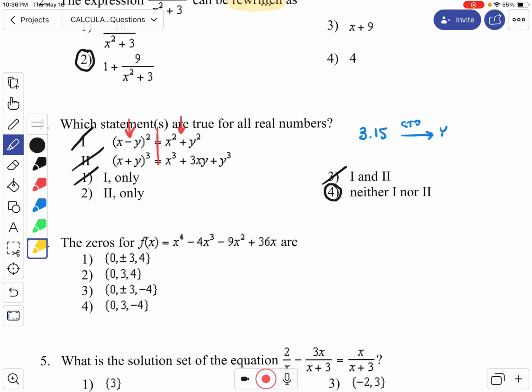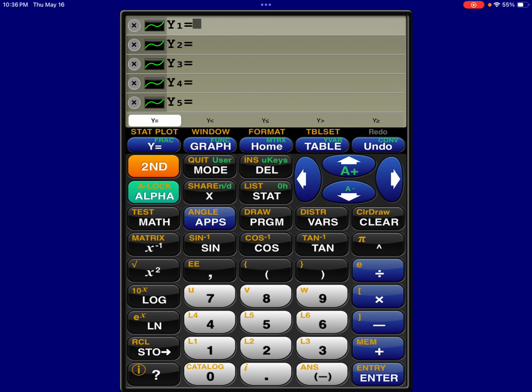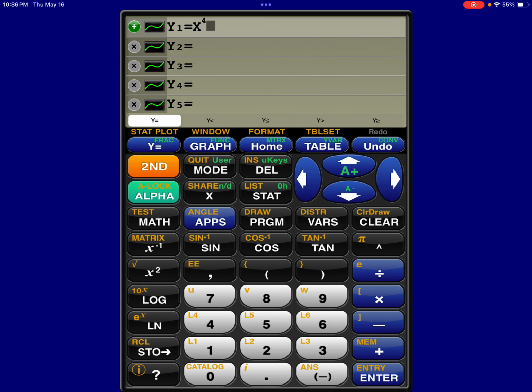All right, moving on. The key word for question 4 is zeros. So what are your zeros? Your zeros are your x-intercepts. So I can factor this if I want to, but hey, why not use our calculator? So I'm going to go ahead and plug this into our y equals to see where they cross the x-axis. I'm going to plug it in exactly the way that I see it.